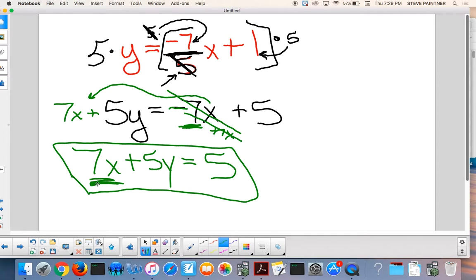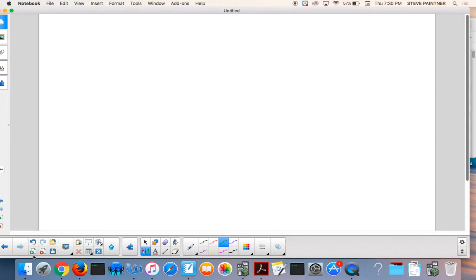And flip it. When you flip it, you get this look: negative 3y equals x plus 6.6. All right, here's the first one where you see a decimal.